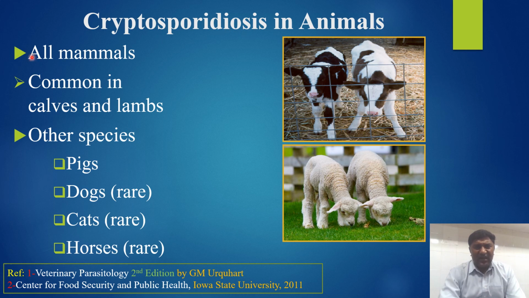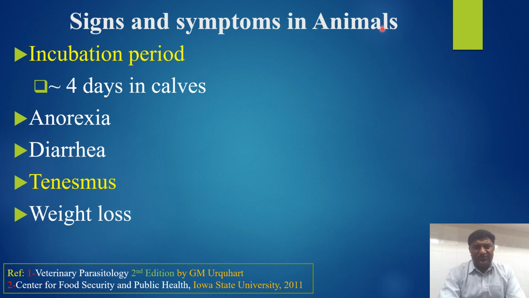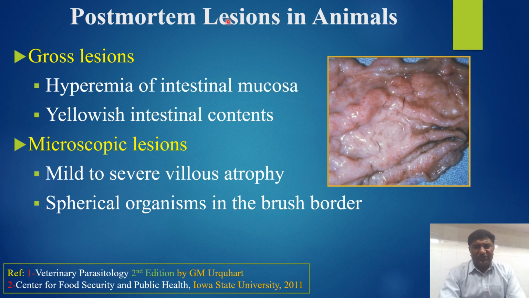Cryptosporidiosis in animals: all mammals can be affected, common in calves and lambs, and rarer in other species such as pigs, dogs, cats, and horses. Signs and symptoms in animals: incubation period of almost 4 days in calves, anorexia, diarrhea, tenesmus with the feces, and weight loss. Postmortem lesions in animals: gross lesions include hyperemia of the intestinal mucosa and yellowish intestinal contents. Microscopic lesions: mild to severe villous atrophy and spherical organisms in the brush border.